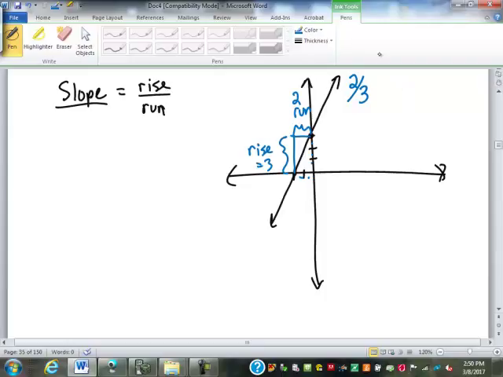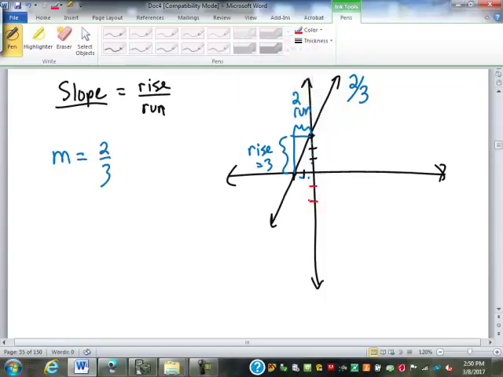Now the letter we use to abbreviate slope is M. Don't ask me where the M came from, because I haven't been able to find a good explanation for that. But M, the slope for that line, is 2/3.